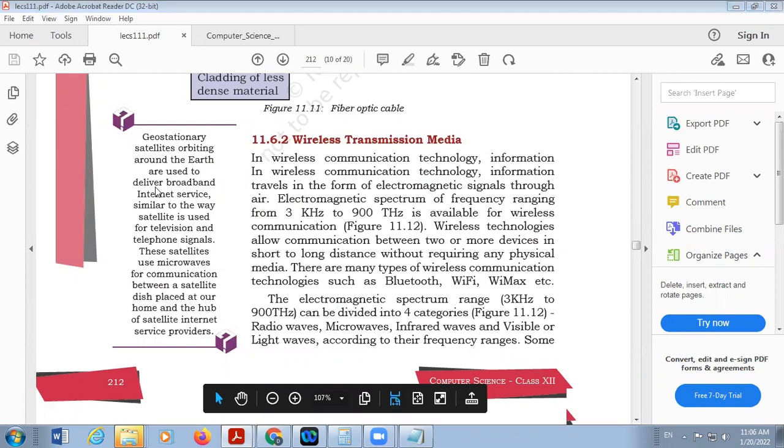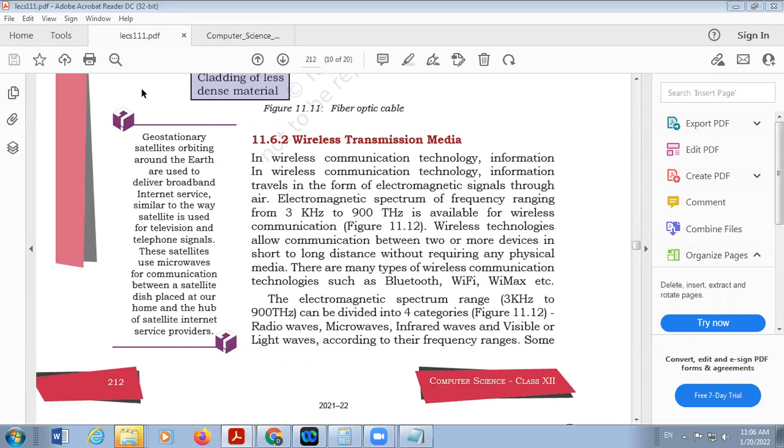So wireless communication needs an electromagnetic spectrum of frequency ranging from 3 kilohertz to 900 terahertz. In between it moves, and there is a short distance and a long distance wireless medium. If you take the example of Bluetooth, Wi-Fi and infrared, these are the examples of short distance. But when we discuss microwave and radio wave, these are the examples of long range.